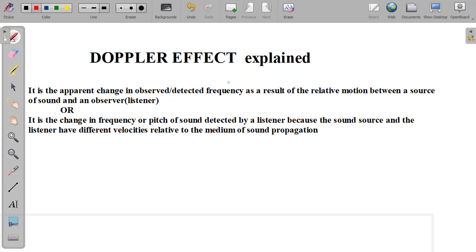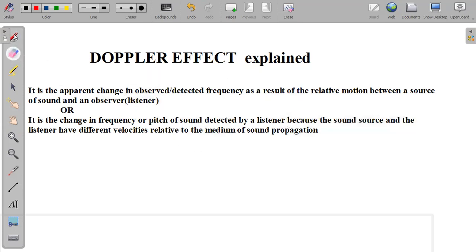Because we talk about the Doppler effect in terms of two things: either the sound, and if it is the sound, obviously we are talking of the listener, or the light. When you talk of the light, we talk of the observer. That's why we are saying either the observer or the listener, right? Or we can define it also as the change in frequency or pitch of sound detected by a listener, because the sound source and the listener have different velocities relative to the medium of sound propagation, right?